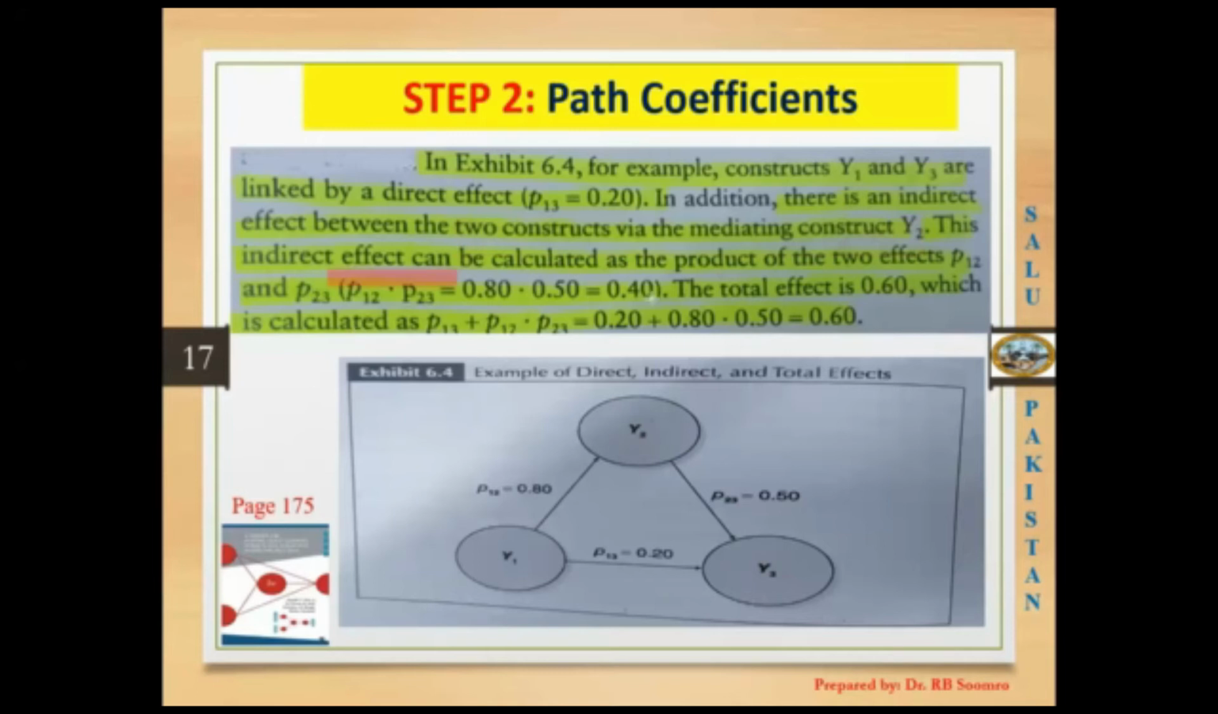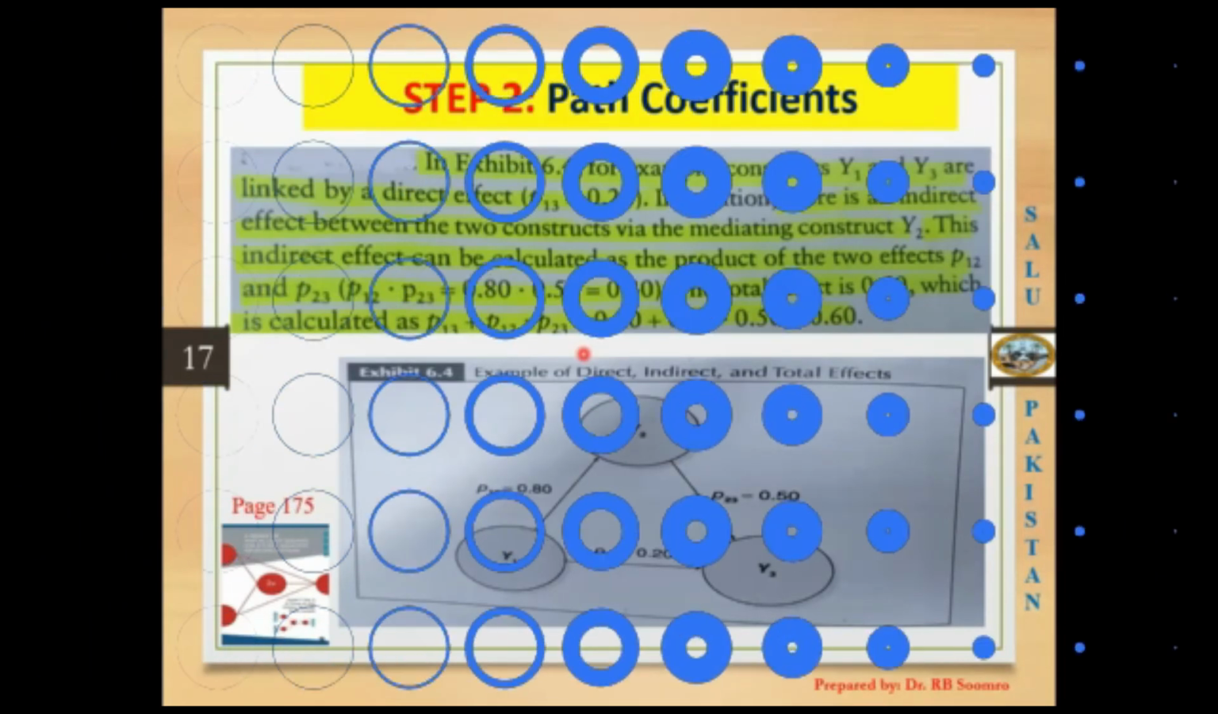Then how to calculate the total effect. This is the formula where P12 is multiplied by P23. When you multiply it, it becomes 0.40. Alternatively, you can say 40%. The total effect is 60%, and through this formula, we can see the total effect is 60%. So in this way, we can calculate the direct, indirect, and total effects.